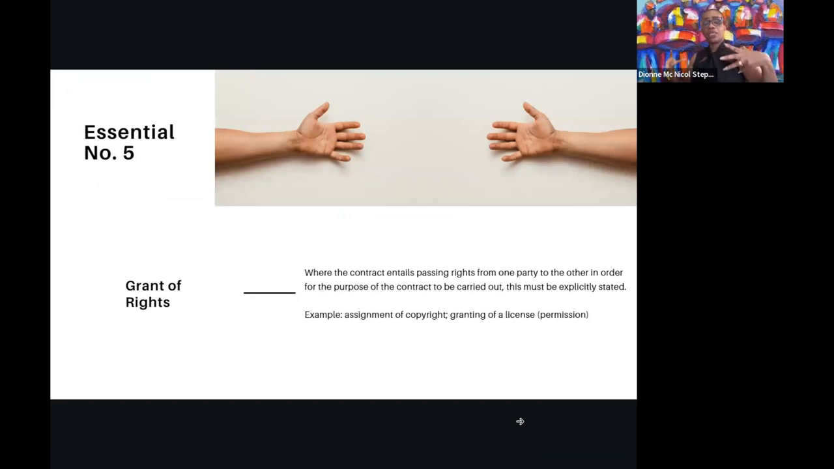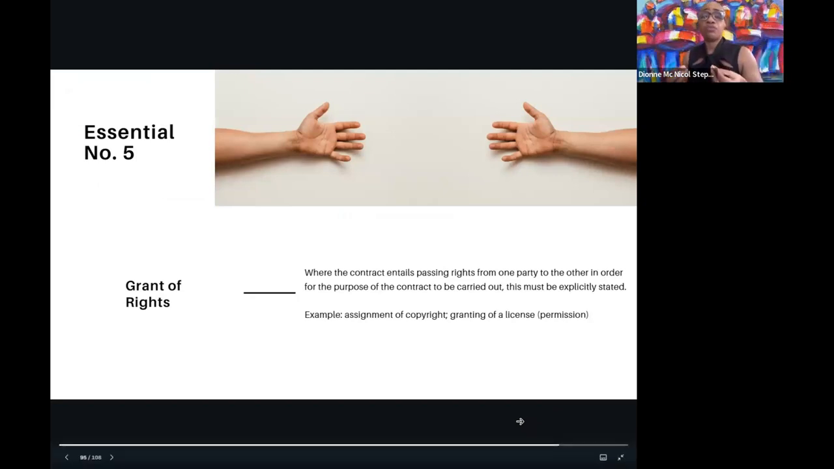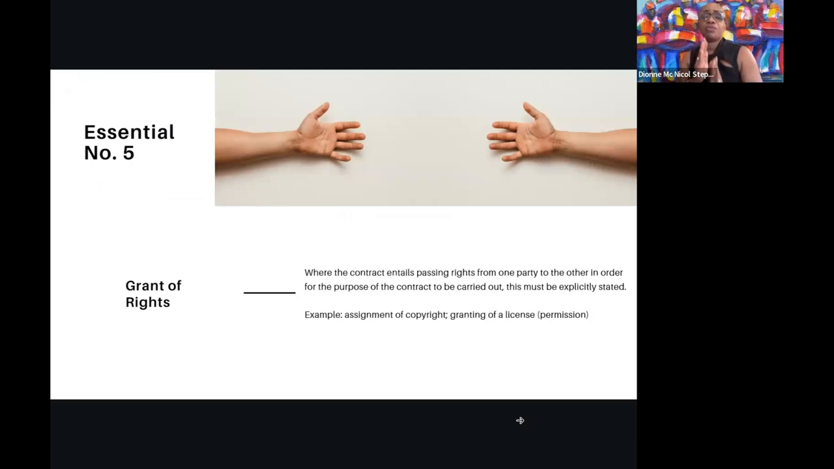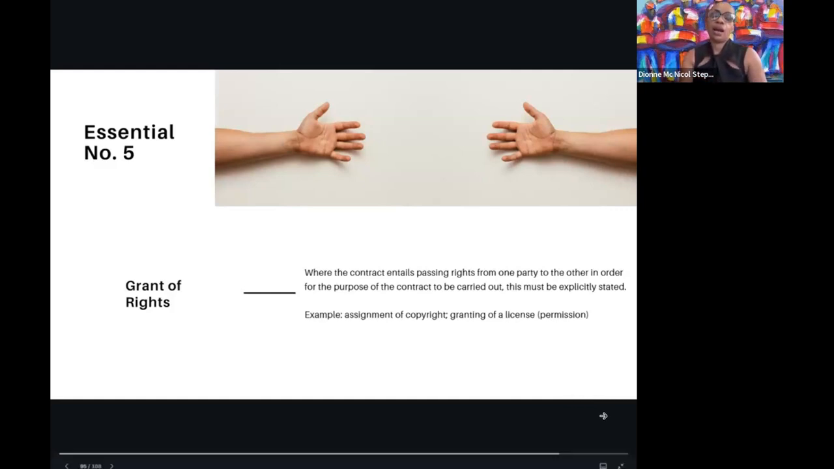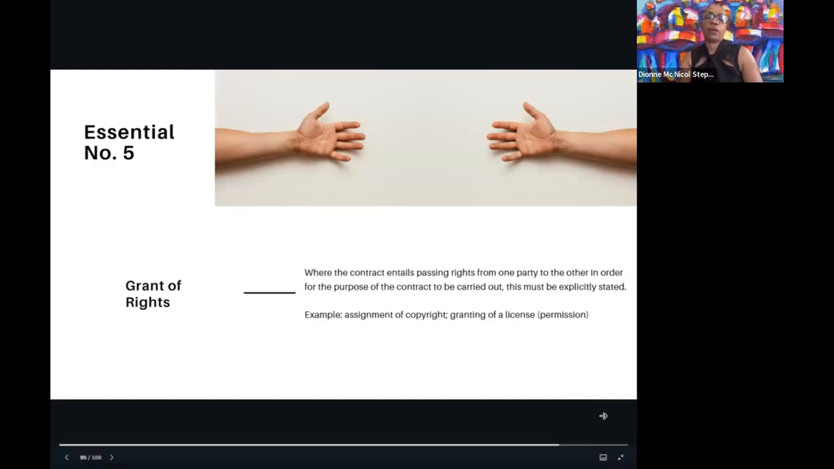When you're talking about the grant of rights, this is where it's very important for us, once we're talking about passing rights from one party to another, where we're talking about passing our IPRs or intellectual property rights. Where the contract entails passing rights from one party to another, the purpose of the contract to be carried out must be explicitly stated. So the assignment of the copyright or the granting of a license, which is a permission to do something on specific terms, etc. You must have that assignment very clearly laid out. That transference must be very clear.